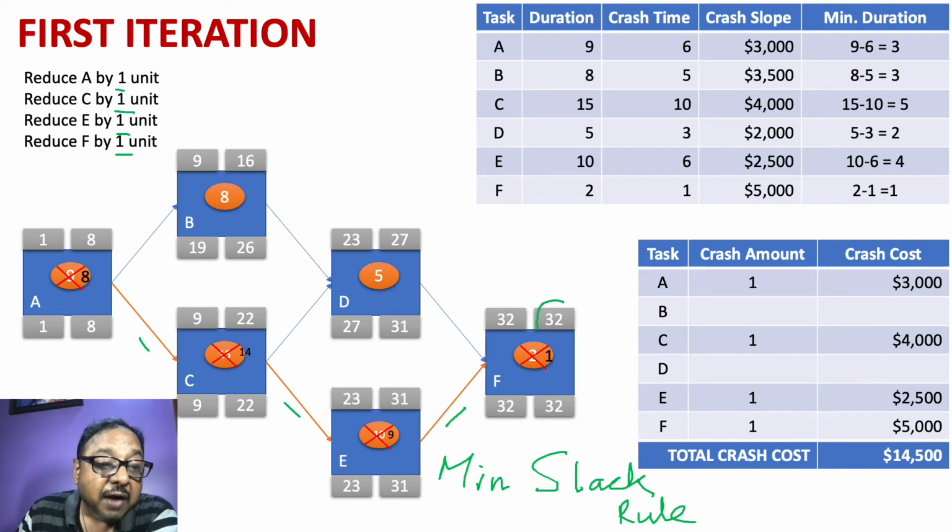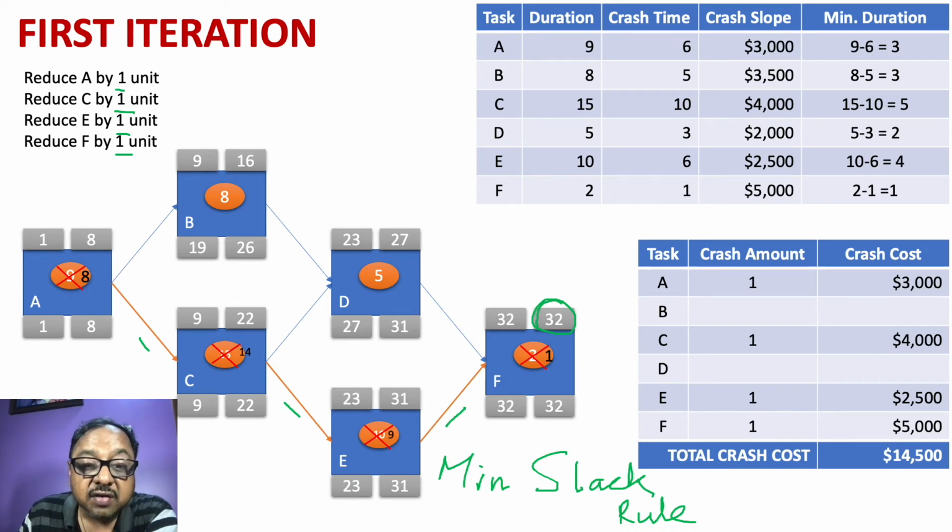So now, after reducing the time of activity A, C, E, and F by 1 unit, I get this particular network where I'm able to finish the project in 32 weeks instead of the initial estimate of 36 weeks. Having done that, we see that our critical path has not changed. The critical path remains the same. However, the duration of the project is reduced by 4 weeks, but we have incurred a cost.